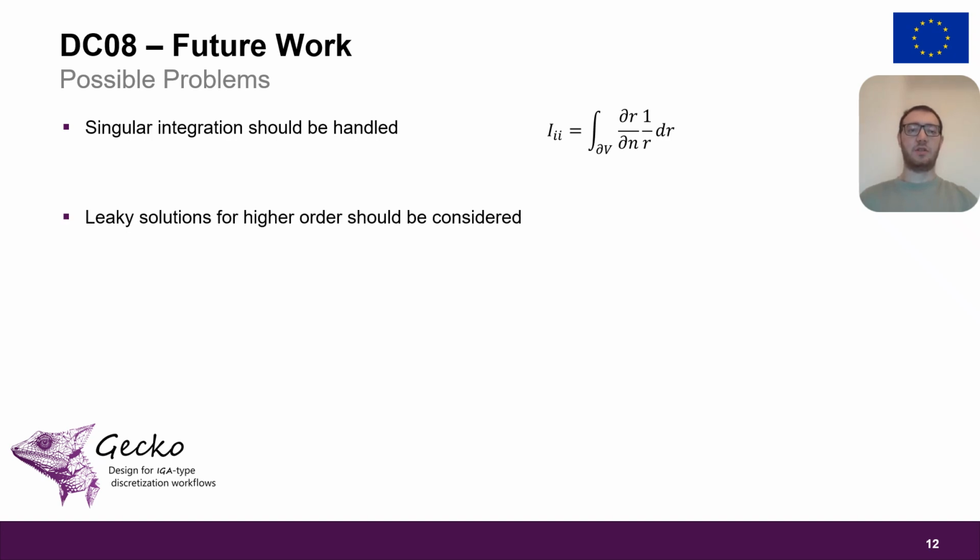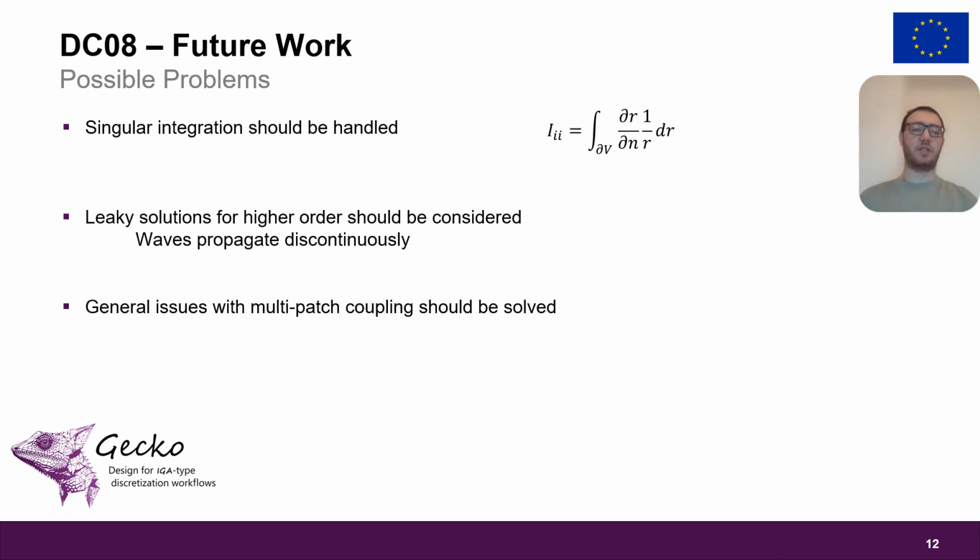Also, the leaky solutions for the higher orders should be considered, since higher order continuity of the IGA may be a big advantage in frequency domain analysis, but it causes problems for the time domain where the waves are propagating discontinuously, so it may cause leakage. And also there are general issues with multi-patch coupling that should be taken care of.